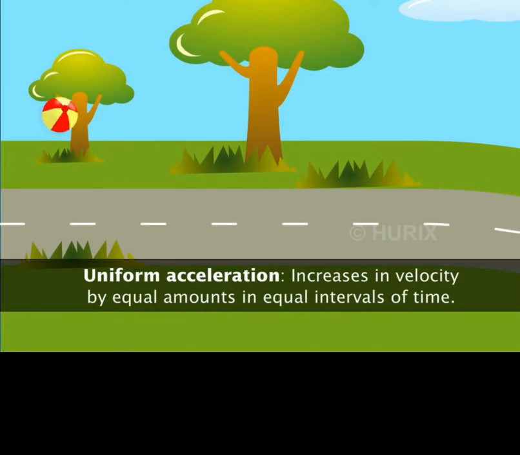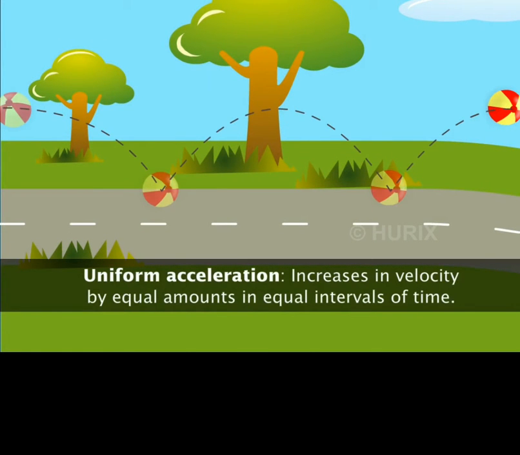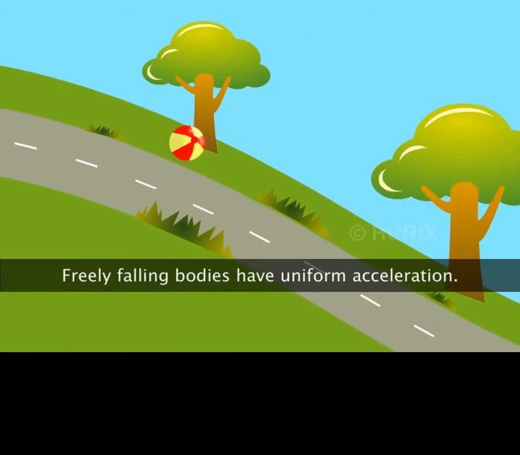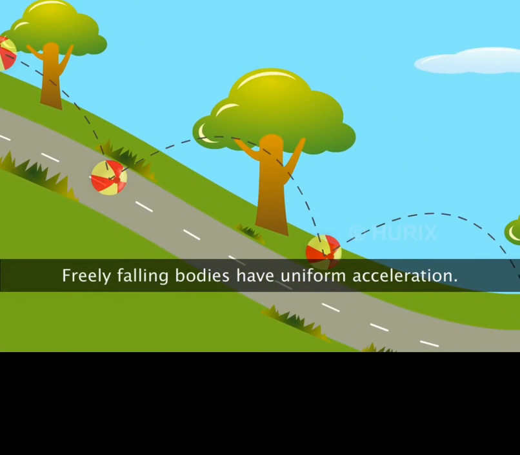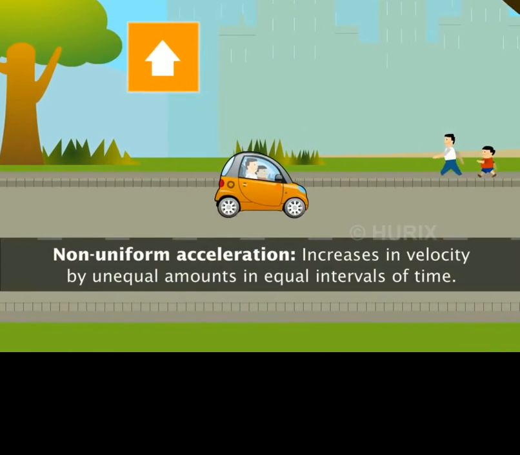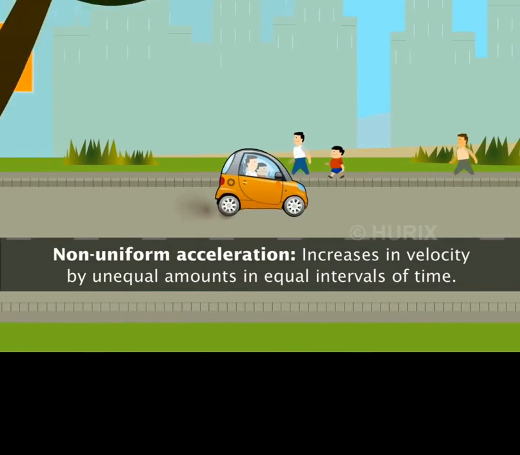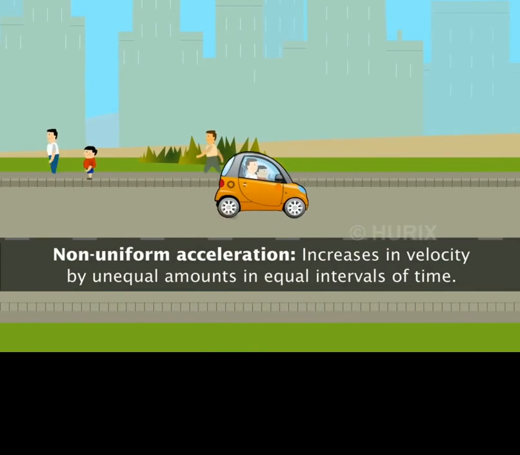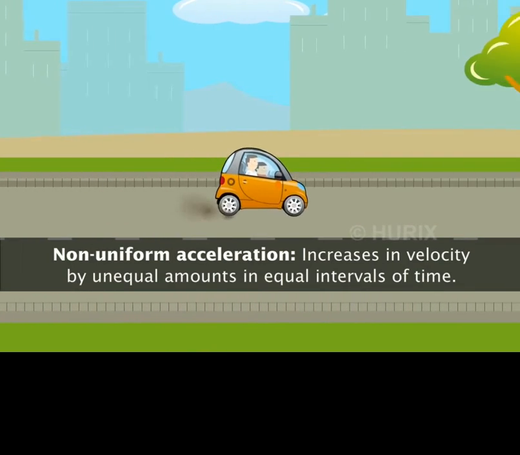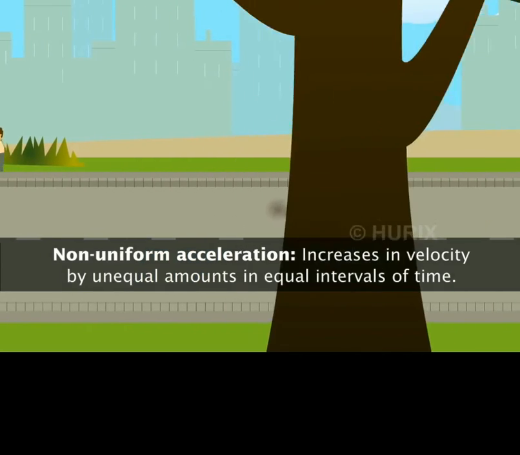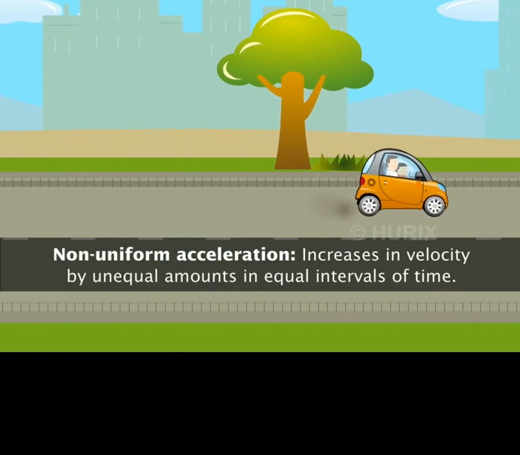If the moving body increases its velocity by equal amounts in equal intervals of time, then the body is said to have uniform acceleration. Freely falling bodies have uniform acceleration. If the moving body increases its velocity by unequal amounts in equal intervals of time, then the body is said to have non-uniform acceleration.